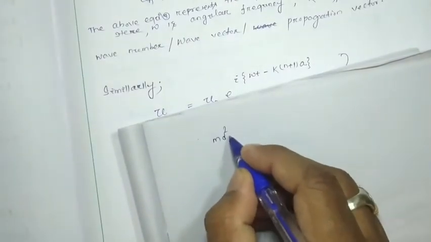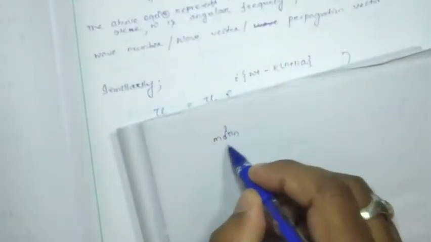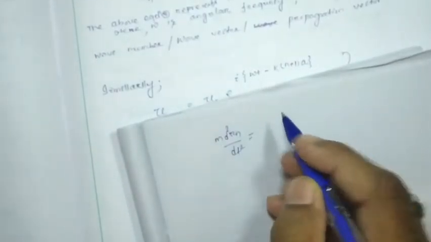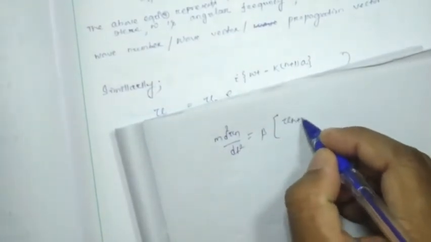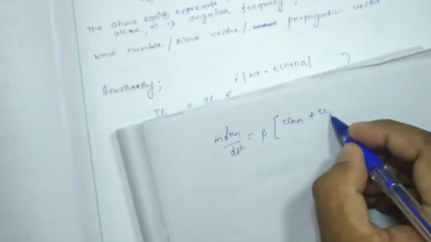That is m d square un by dt square, which will be equal to how much? It will be beta into un plus 1 plus un minus 1 minus 2un. It is very easy, we just have to put in the values. That's it.